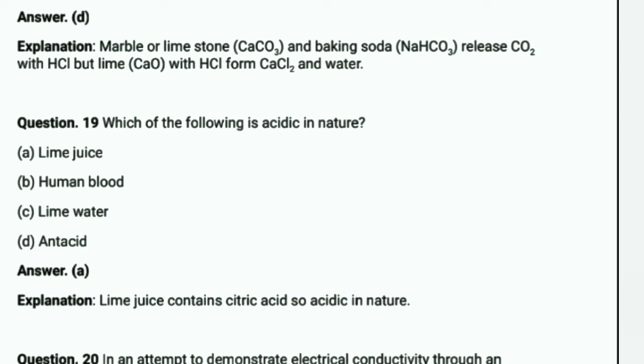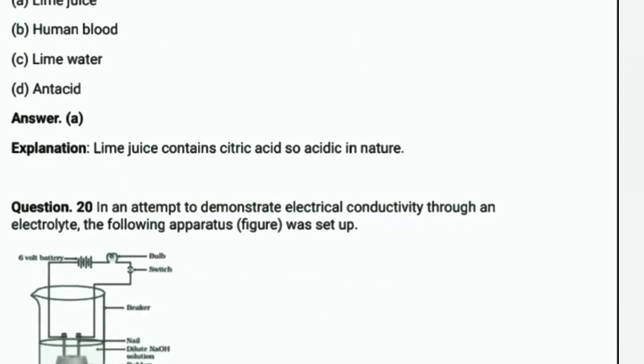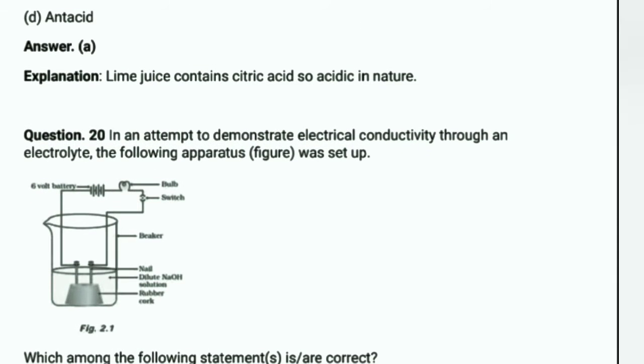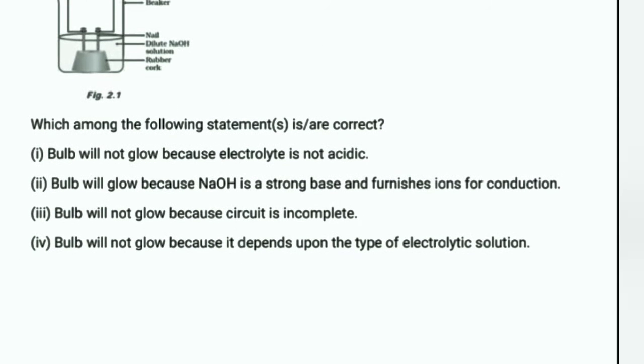Lime juice. Lime juice contains citric acid, so it is acidic in nature. An attempt to demonstrate electrical conductivity through an electrolyte. The following apparatus was set up. The bulb will glow because NaOH is a strong base and furnishes ions for conduction. Only 2.